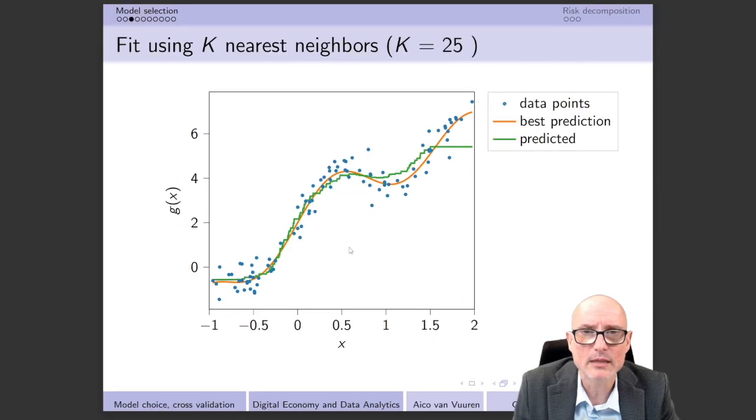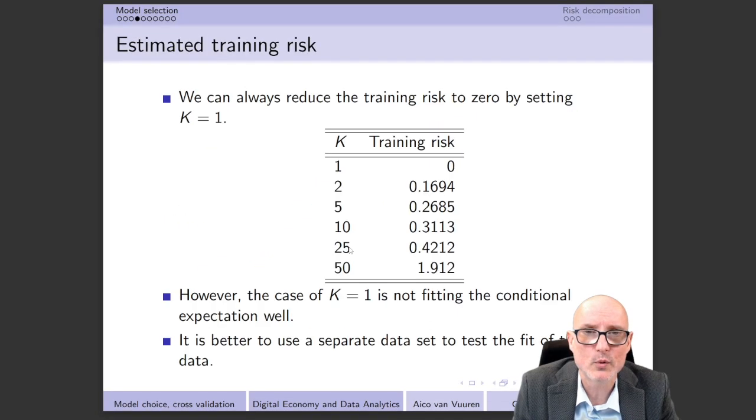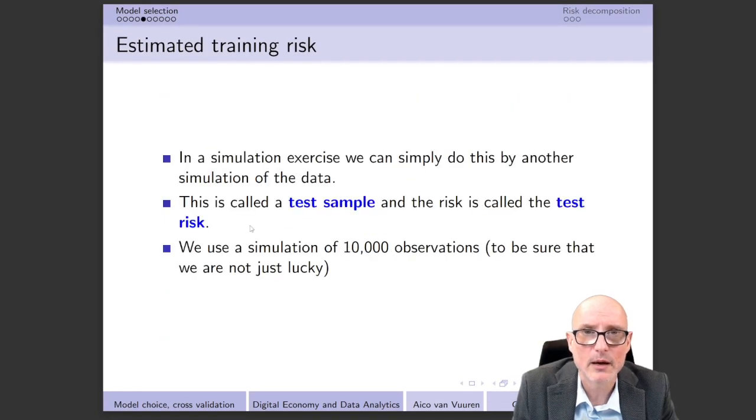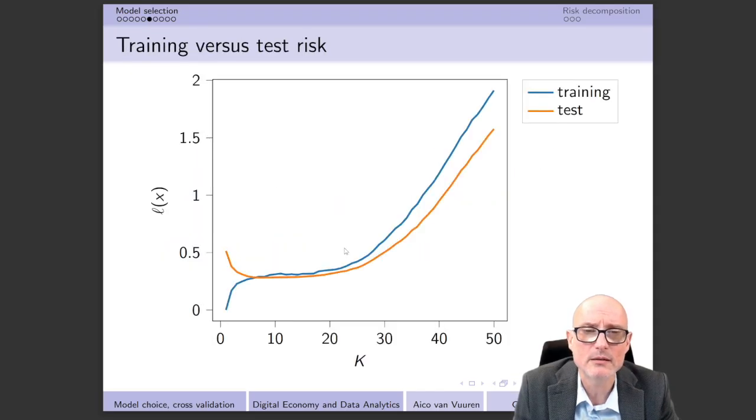In our case, we can of course another time use 100 observations, but then it may be very dependent on the particular sample that we have. So what I did here is use a very large sample size of 10,000 observations, just to be sure that we're not just lucky with respect to some particular outcomes in our sample. If I do that, then I see a completely different story.